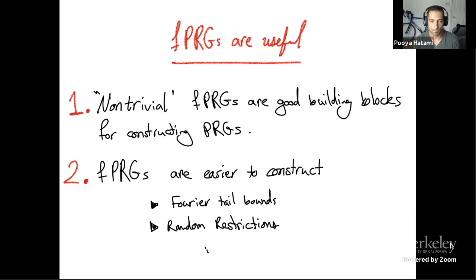And then in the next part of the talk, I will convince you that FPRGs are easier to construct in some sense than PRGs, by giving you generic constructions of fractional PRGs from some assumptions on Fourier tail bounds, or assuming that the family of functions simplifies under truly random restrictions. Okay, so let's move on to how to construct PRGs using fractional PRGs.